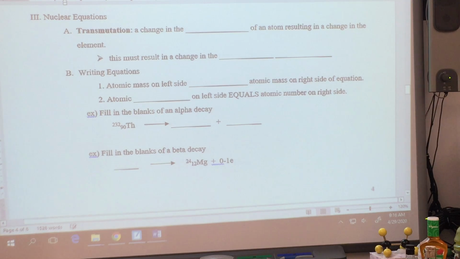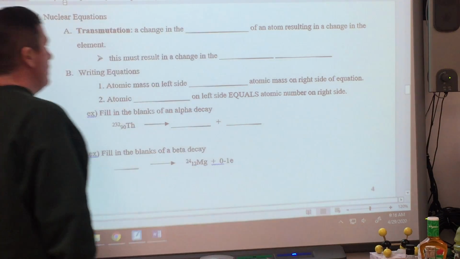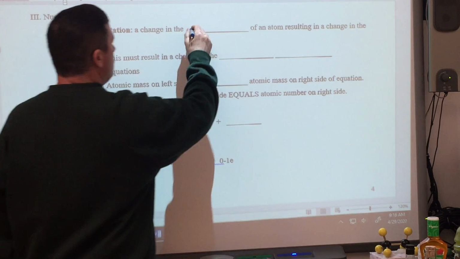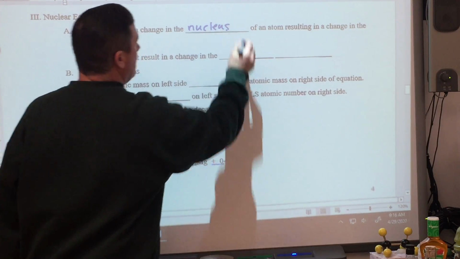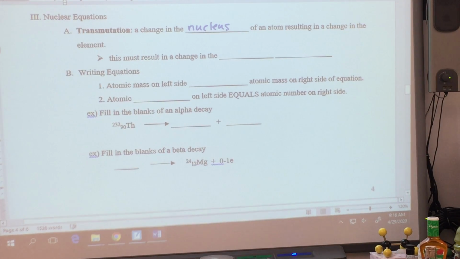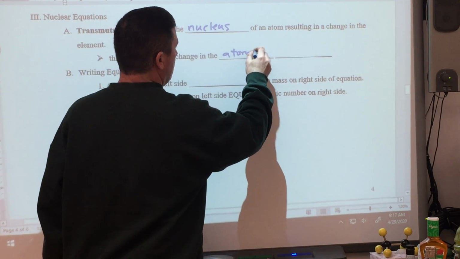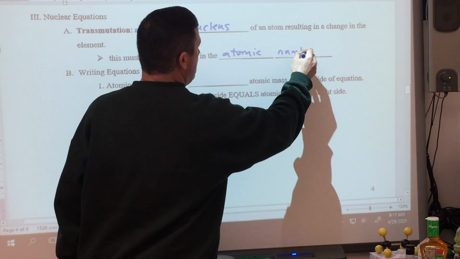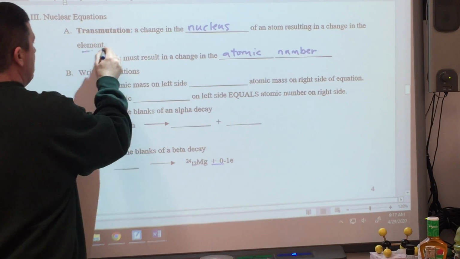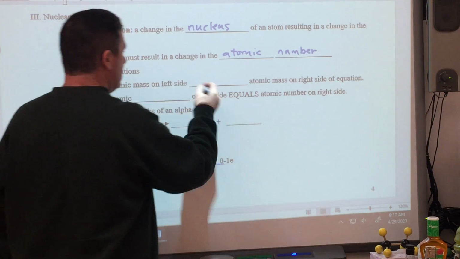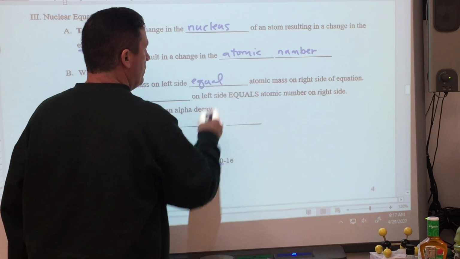And lastly, nuclear equations. We've already done these, it's just putting them in the notes. So these are called transmutations. A transmutation is a change in the nucleus of an atom resulting in the change in the element. So this must result in a change in the atomic number. So a transmutation is always going to result in a different element. So when we write equations, the atomic mass on the left side has got to equal the atomic mass on the right side.